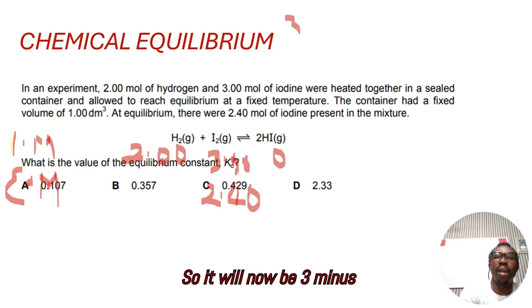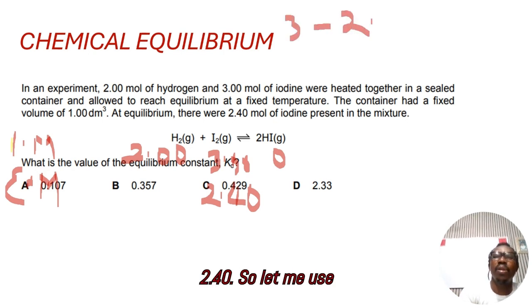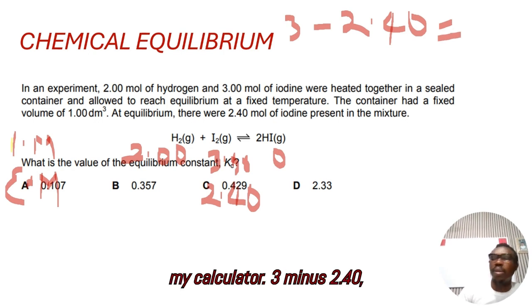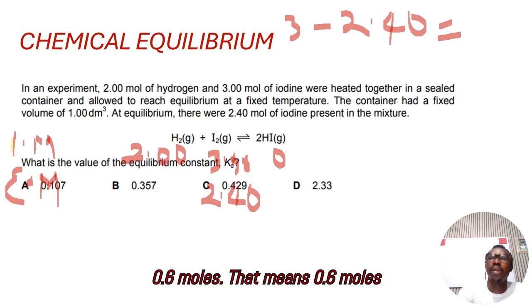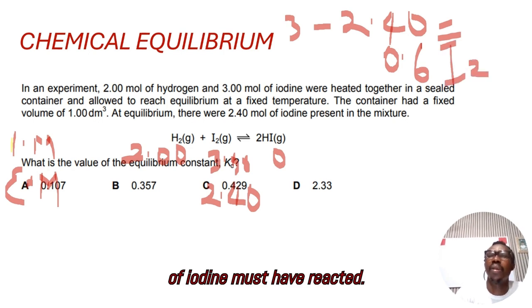So it will now be 3 minus 2.40. So let me use my calculator. 3 minus 2.40, which is equal to 0.6 moles. That means 0.6 moles of iodine must have reacted.